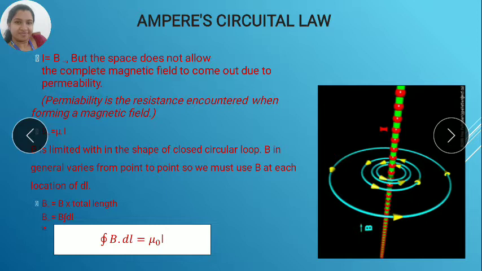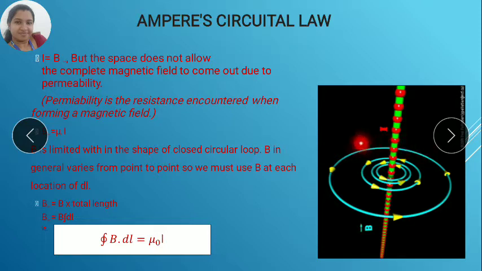So we put B total is equal to mu into I. Due to this permeability, the total amount of magnetic field is not induced in the body. That means a small amount of magnetic field is deducted due to the presence of this permeability. That amount of deduction is represented by the term mu. So we get B total is equal to mu into I. It is limited within the shape of this circular loop.